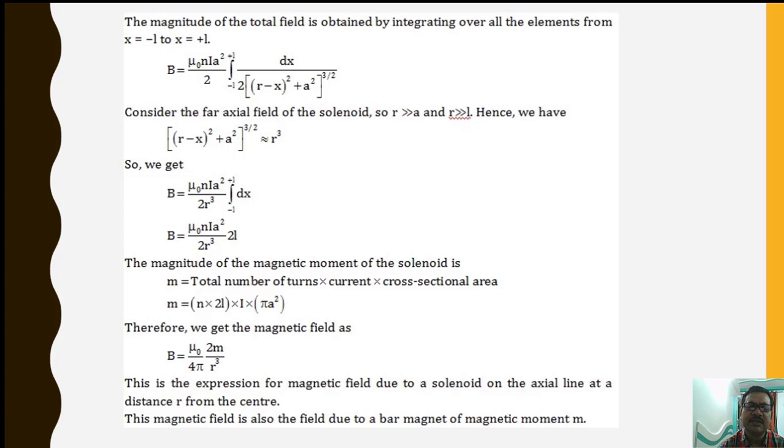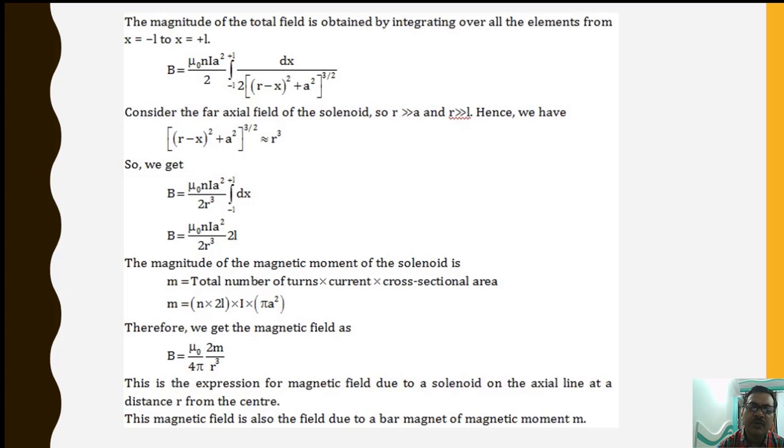dx. Now on integration, dx gives x, and on putting the upper limit and lower limit we get L minus minus L. So we get B equal to mu 0 n I a square upon 2 r cube into 2L.